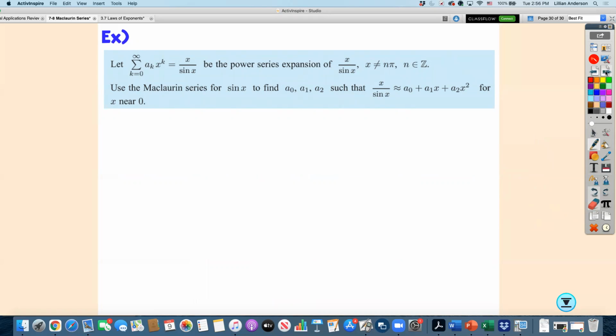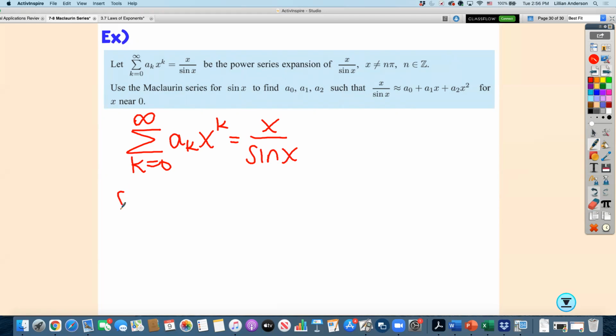Remember, with the division problems, as it was stated on the other page, I know it's kind of quick, but just follow with me. You take your denominator and you multiply it to the other side. So what you'll end up having is sine x times the summation from 0 to infinity equals x, like so, because we multiply both sides by the denominator.